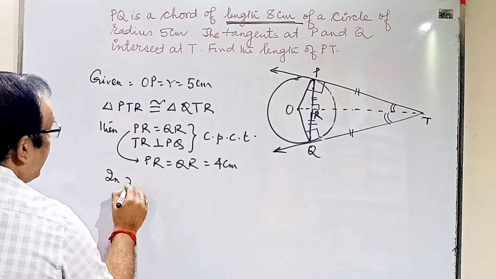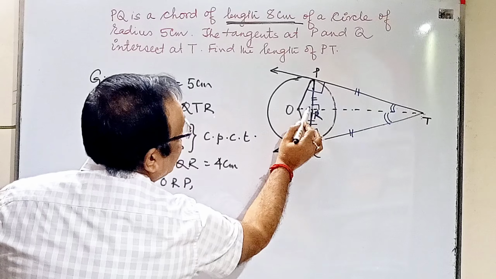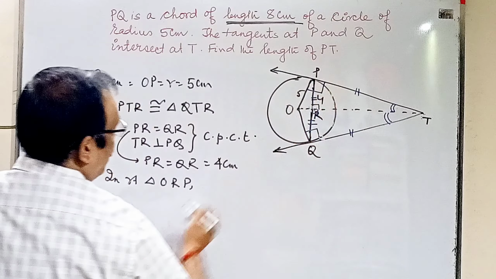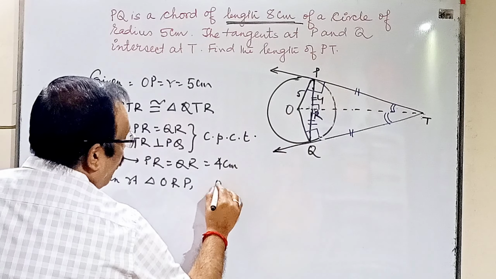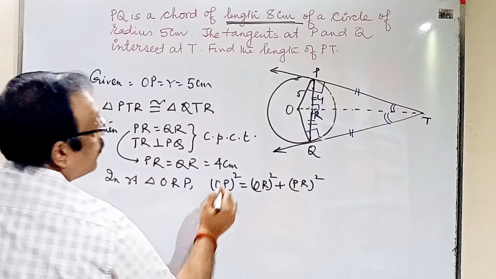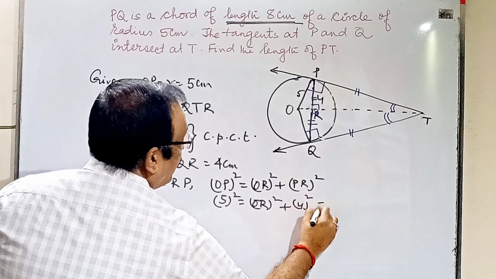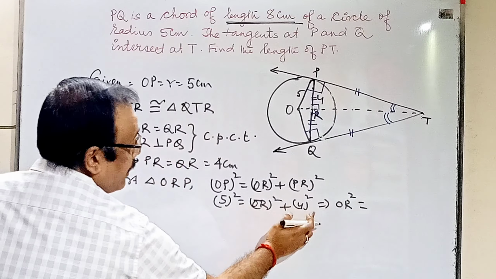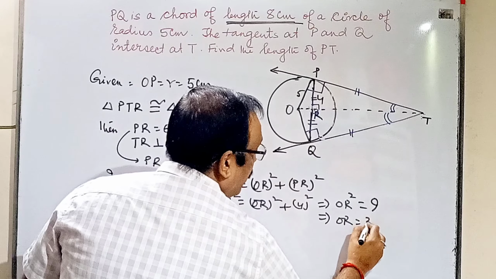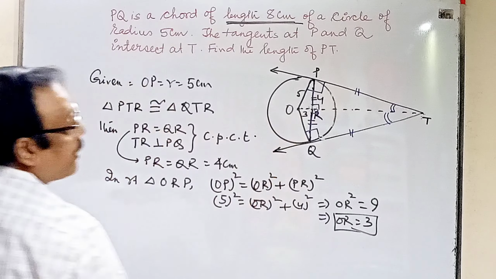Now if we look into right triangle ORP, this is a right angle triangle, since this is 90. In this right angle triangle ORP, this side is 5, this side is 4. So if I apply Pythagoras theorem in this triangle, I'll get OP square is equal to OR square plus PR square. OP is 5, so 5 square is equal to OR square plus 4 square. So OR square is equal to 5 square, which is 25, minus 4 square, which is 16, so it is 9. Which gives me OR is equal to 3. This OR is 3.